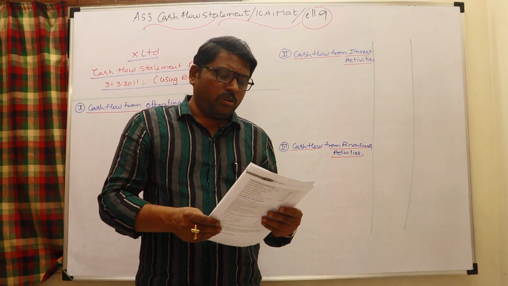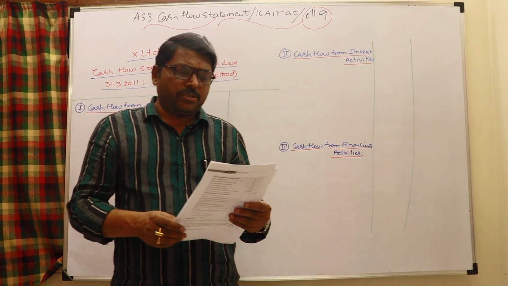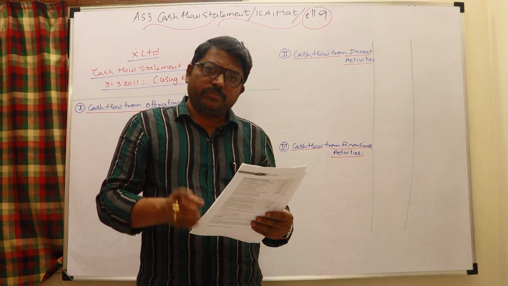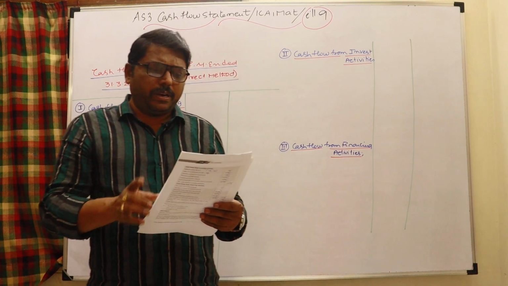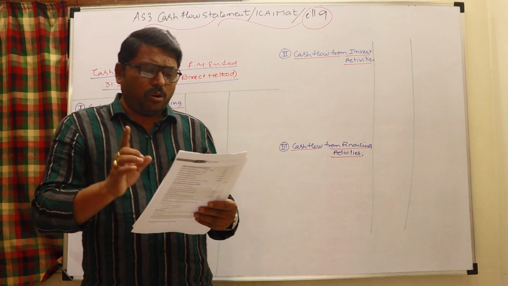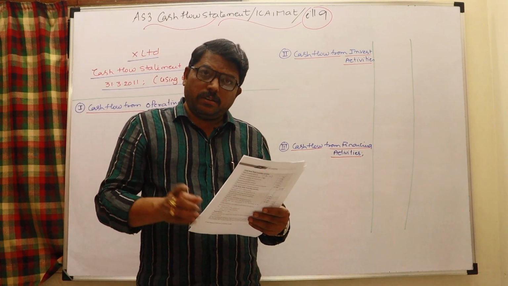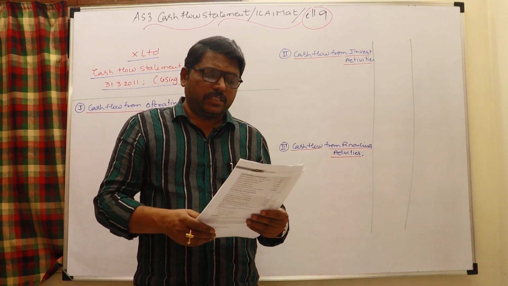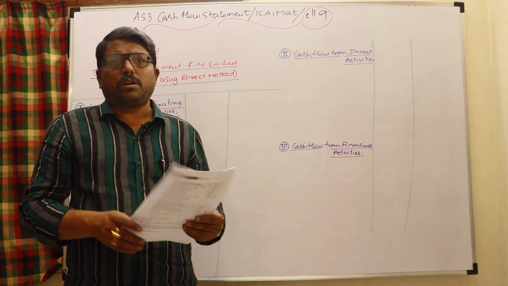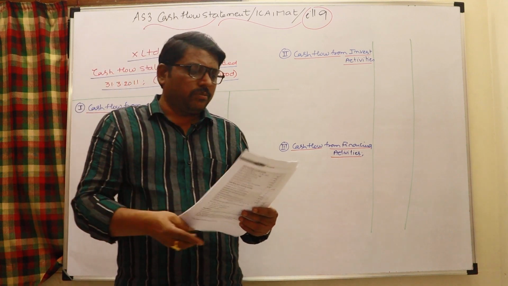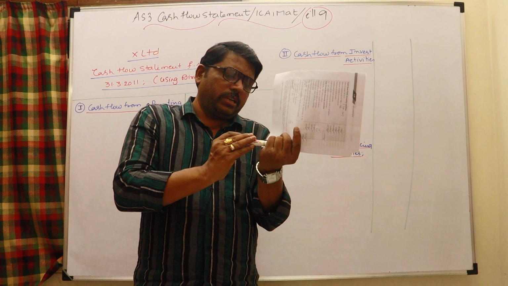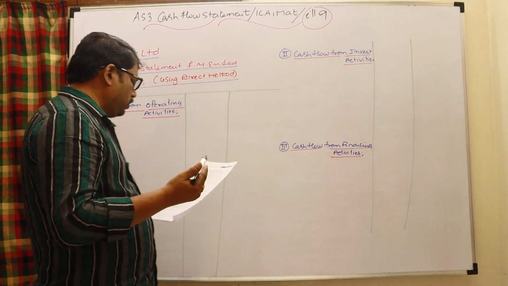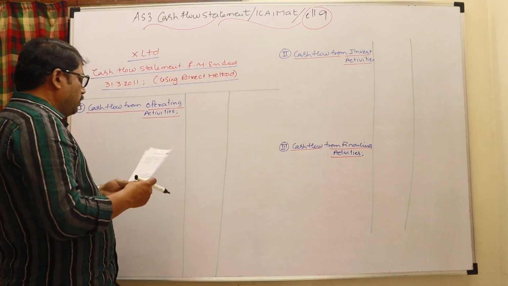Payment to suppliers, operating activity. Purchase of fixed assets, investing activity. Overhead expense, operating activity. Wages and salary payment, operating activity. Taxes paid, operating activity. Dividend paid, financing activity. Repayment of bank loan is a financing activity. In that way you can work out opening cash and cash equivalents. Here there is no cash equivalent, only cash. Automatically the result will come as closing cash and cash equivalents.